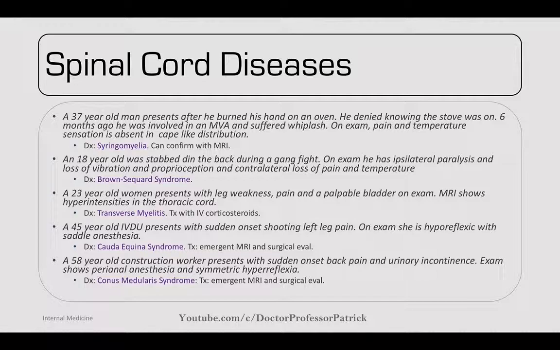So this is a syringomyelia. It can be confirmed with an MRI. It's the interior of the cord. That's why it's upper lesions, and it's pain and temperature sensations.